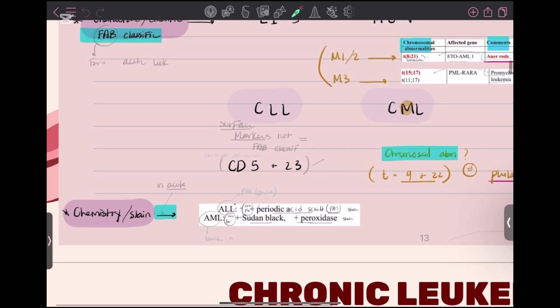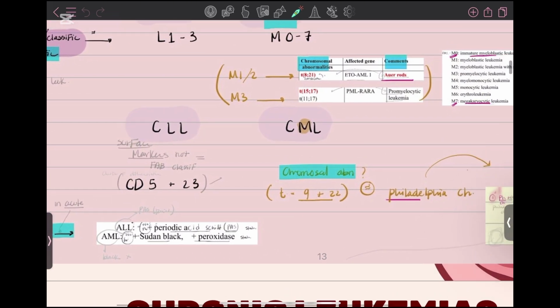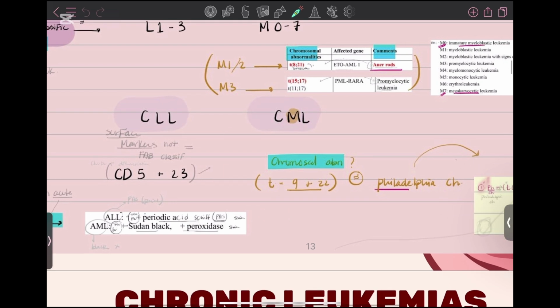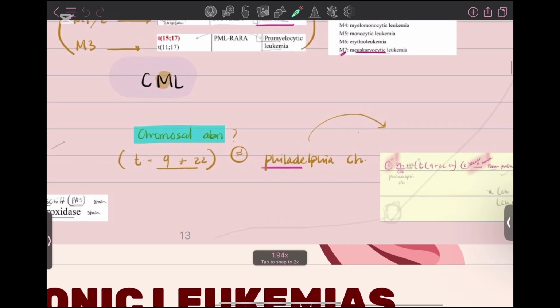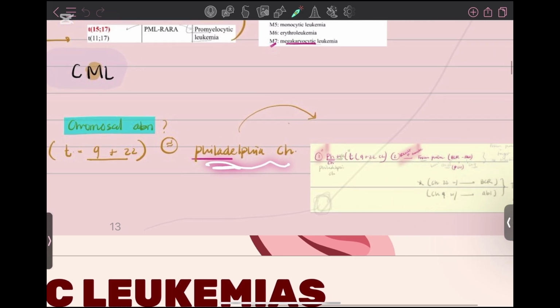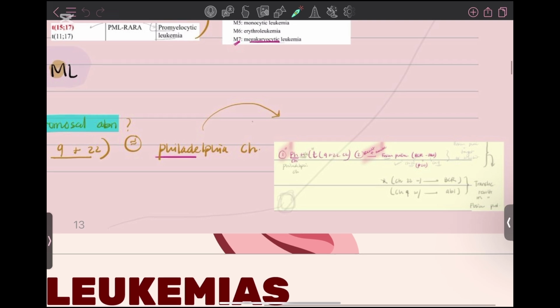Okay. Another thing is that in CML, this is very important. I guarantee you're going to get a question on this. You're going to see with CML a chromosomal abnormality or a translocation between chromosome 9 and 22, and this indicates something called the Philadelphia chromosome. Okay, this is very important in both hospital and pathology.